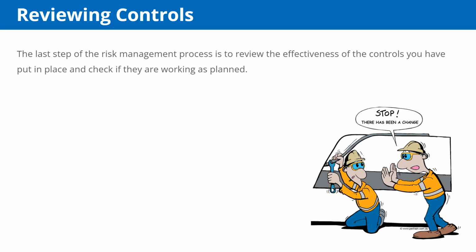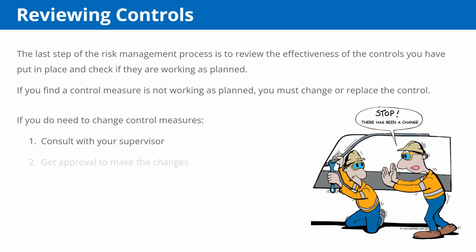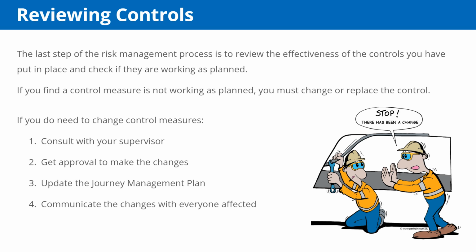The last step of the risk management process is to review the effectiveness of the controls you have put in place and check if they are working as planned. If you find a control measure is not working as planned, you must change or replace the control. If you do need to change control measures, consult with your supervisor, get approval to make the changes, update the journey management plan, communicate the changes with everyone affected, and report and record all incidents.